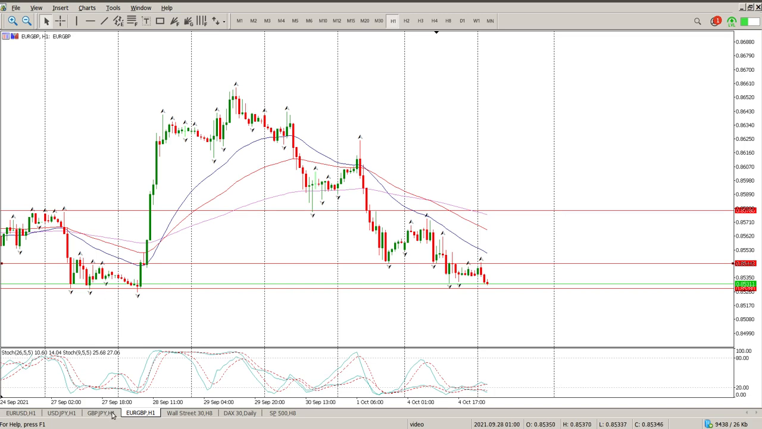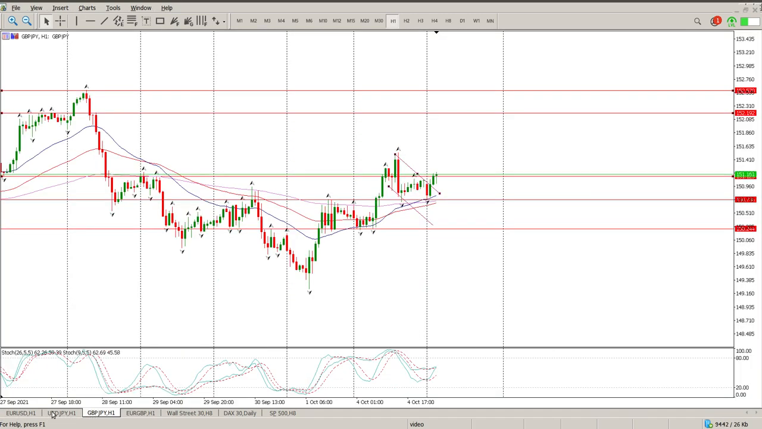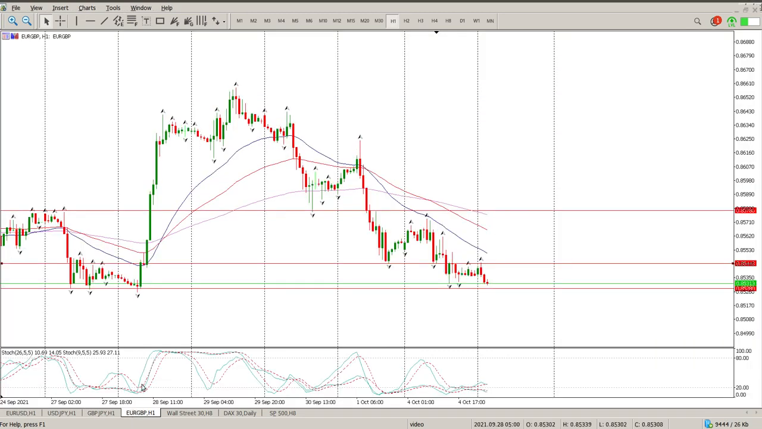So 3 nice opportunities here, short, long and long. So that's what we're looking for at the moment from Forex.